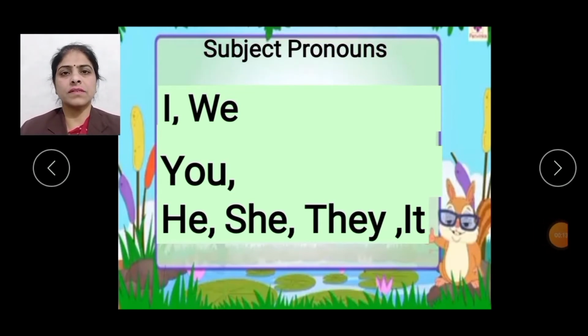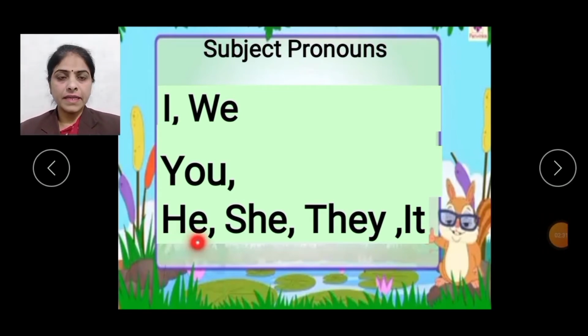Among these, I and we are the subject pronouns of first person. I is used when a person is speaking about himself or herself. It is a singular pronoun. And we is used when a person is speaking and referring to himself along with others. It is a plural pronoun. After that, you. You is a subject pronoun of second person. It is used as singular as well as plural pronoun.